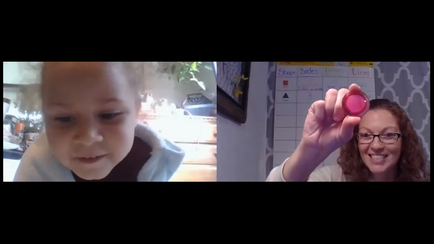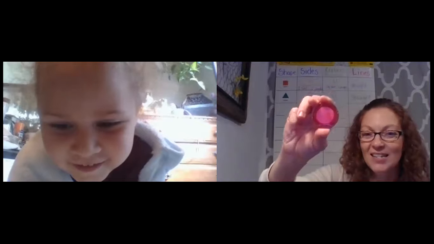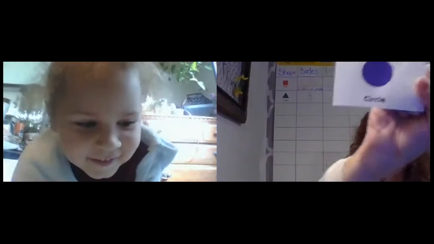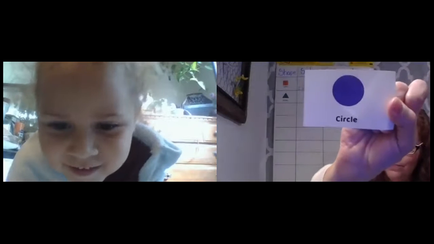These are 2D shapes because they are flat. Look at how flat they are. 2D shapes, flat shapes. Abracadabra, what shape is this? It is a circle. Nice job. Circle.